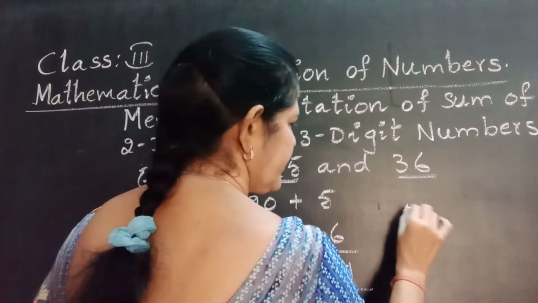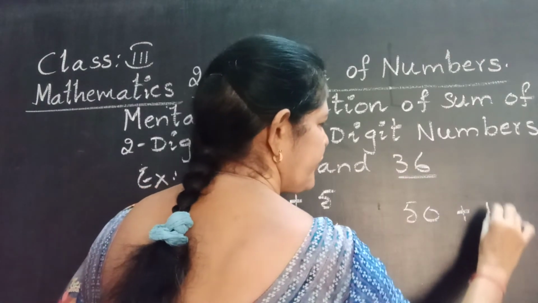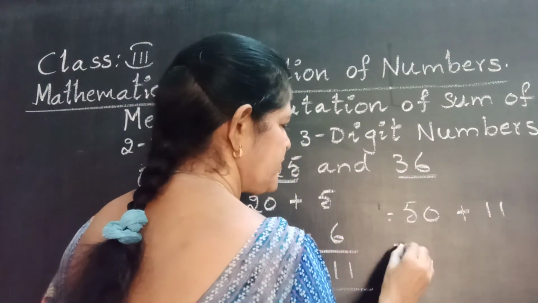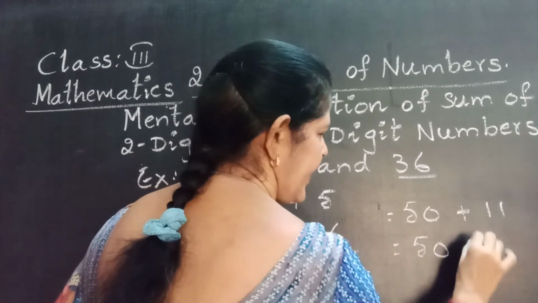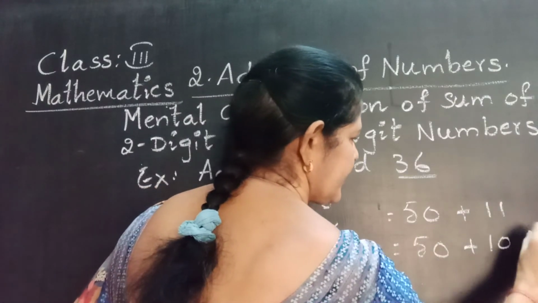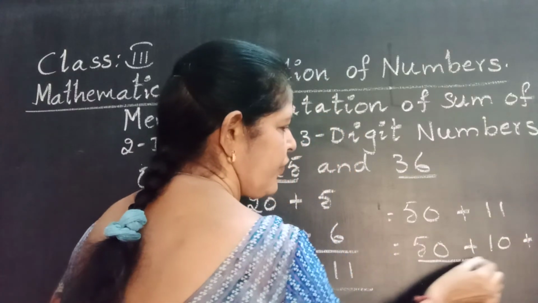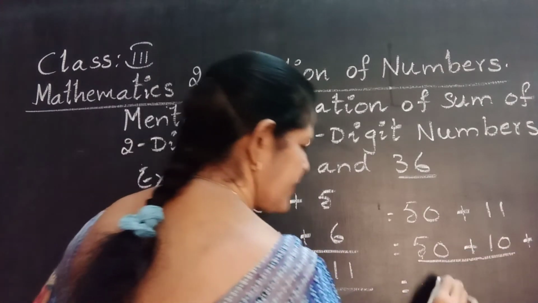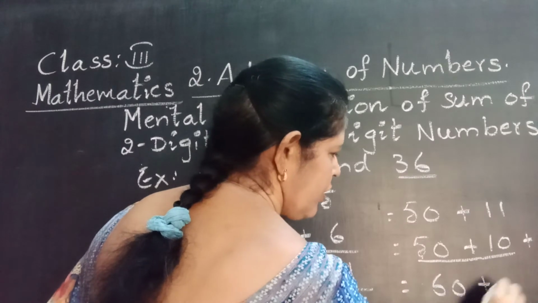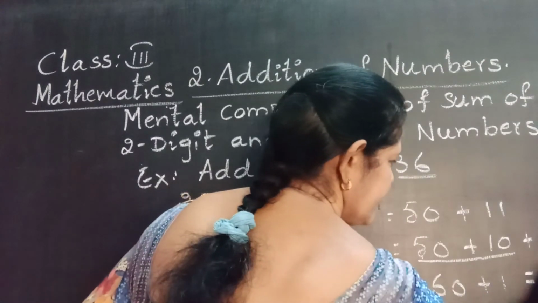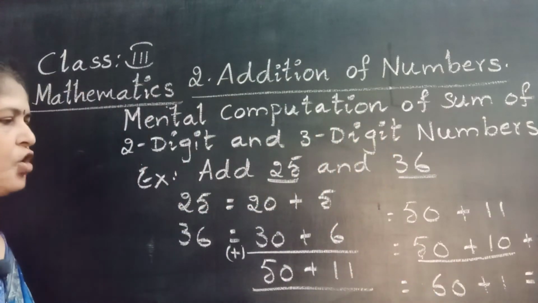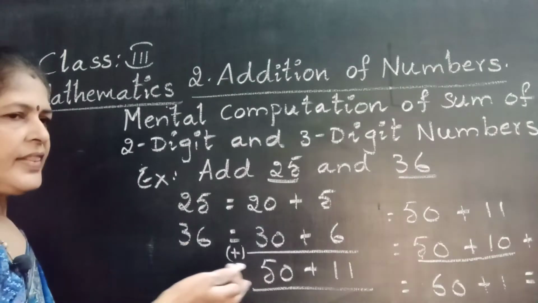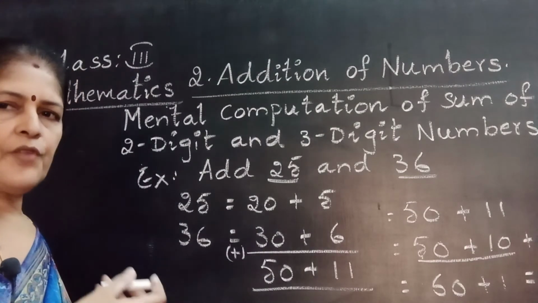Here we get the sum 50 plus 11. The expanded form of 11 equals 10 plus 1. Now first add the tens: 50 plus 10, 5 plus 1 is 6, and put 0, plus 1. The total is 61. This method is used for doing it fast.